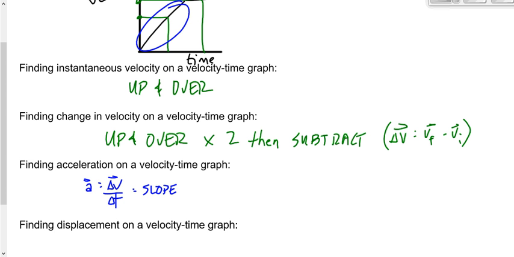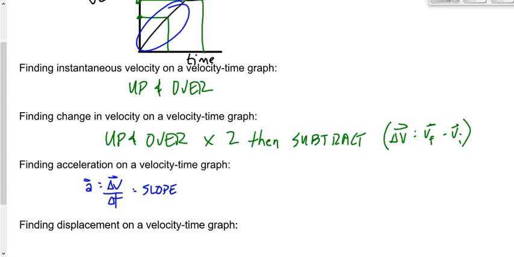And finally, the displacement. This is the hard one. Although you might have done it in Science 10. The displacement on a velocity time graph. Good. It's the area. But be careful with the way you said that, the area underneath the line.